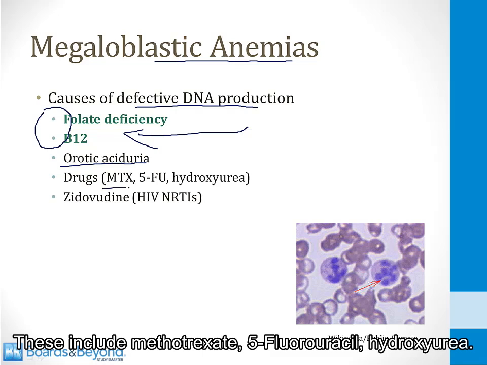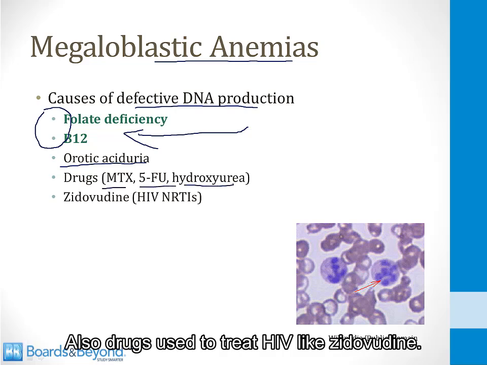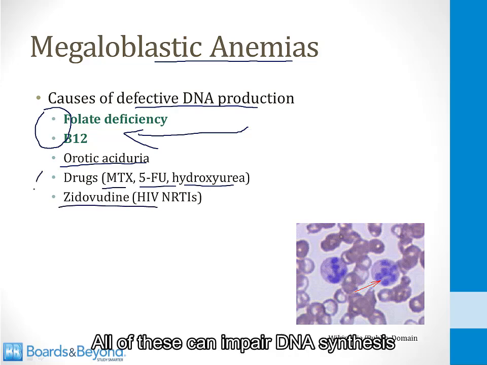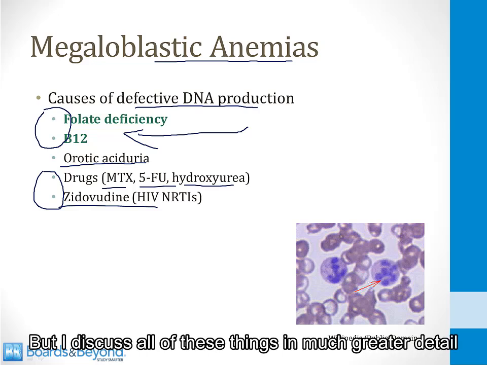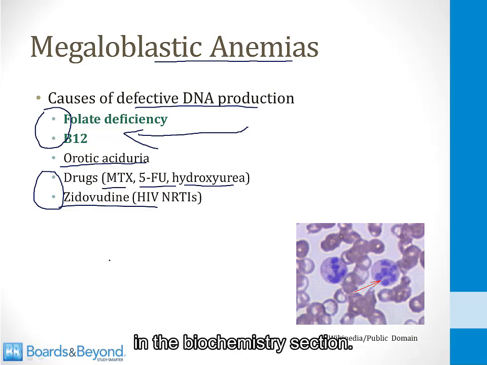These include methotrexate, 5-fluorouracil, hydroxyurea. Also, drugs used to treat HIV like zidovudine. All of these can impair DNA synthesis and lead to a megaloblastic anemia, but I discuss all of these things in much greater detail in the biochemistry section.